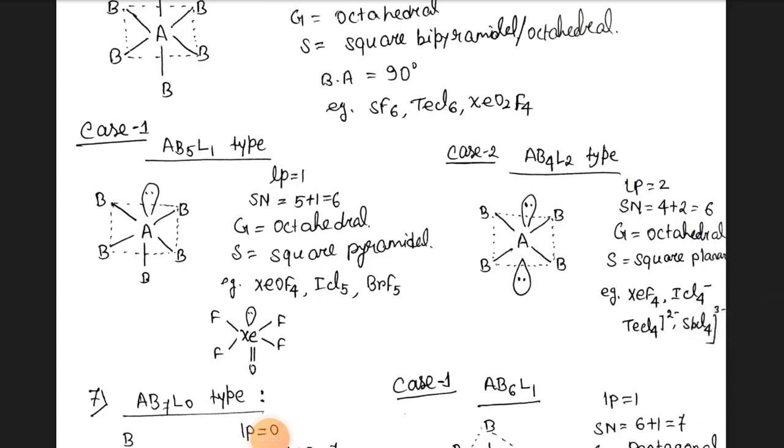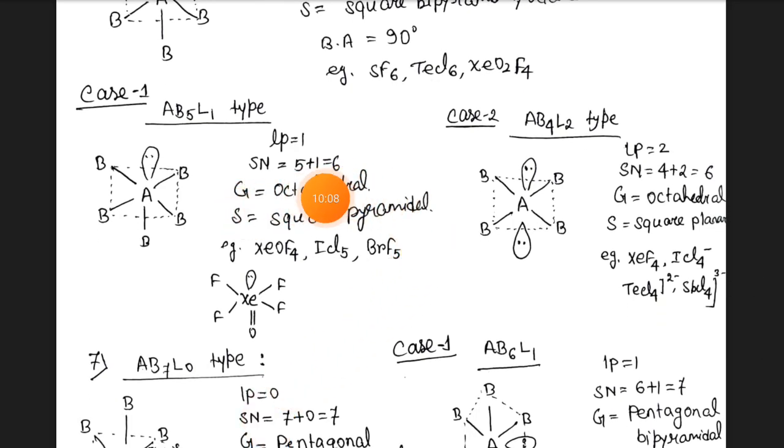Next, from this geometry, there are two cases. One is AB5L1 type. Here lone pair is 1. So steric number is equal to 5 plus 1, that is 6, and geometry is equal to octahedral. But shape is different because one lone pair is there, so the shape is square pyramidal. Examples are very important. XeOF4, that is very often asked in the exam. ICl5, BrF5. So I can draw one structure, that is XeOF4.